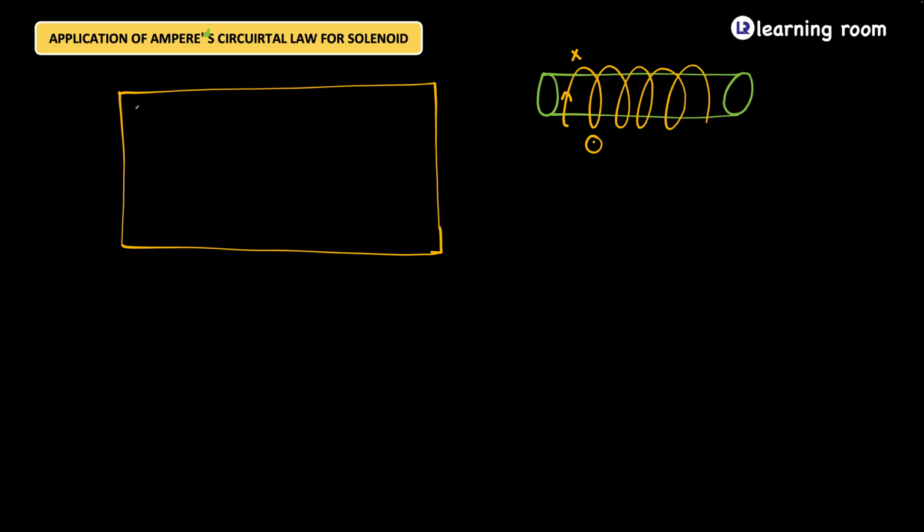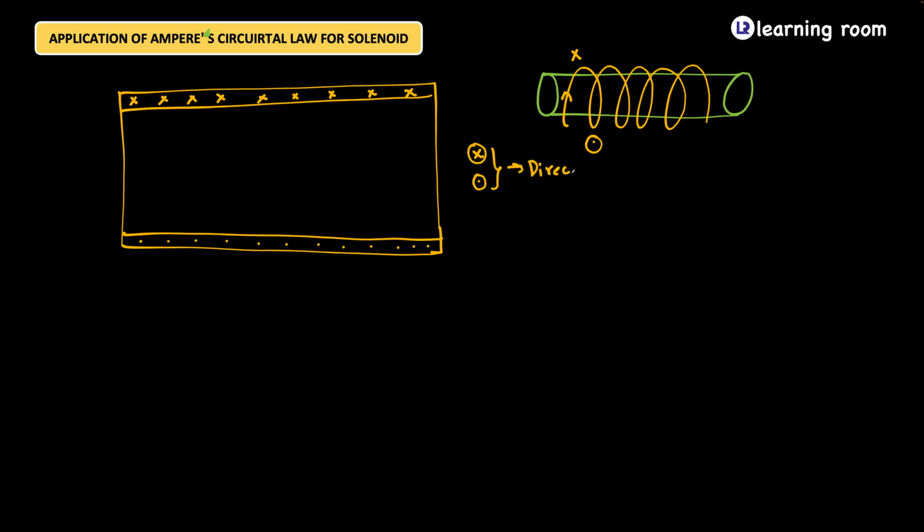Okay. So when you take this rectangle, at the top, the current is going to be into the plane, and at the bottom, the current is going to be out of the plane. So here, the cross and dot represent what? They represent the direction of current. So don't get confused thinking that it represents the direction of magnetic field. No. Am I clear with this? Right.